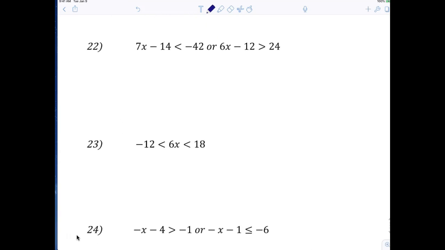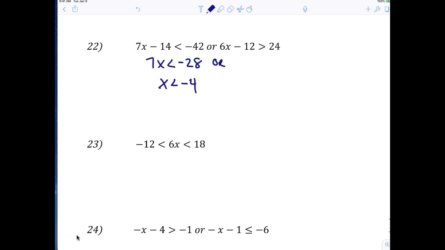What do I have to do on 22? Add 14, so I have 7x is less than -28. Divide by 7, so x is less than what? Good.